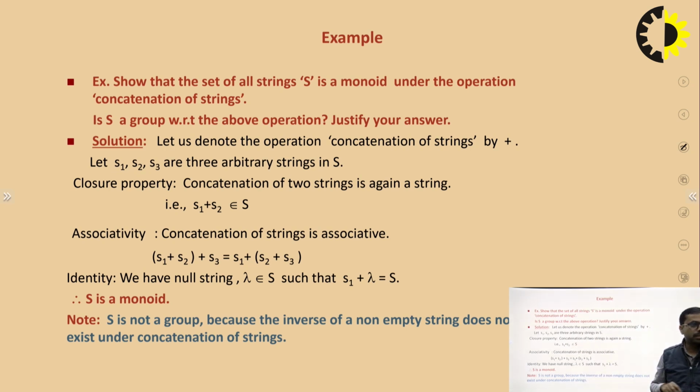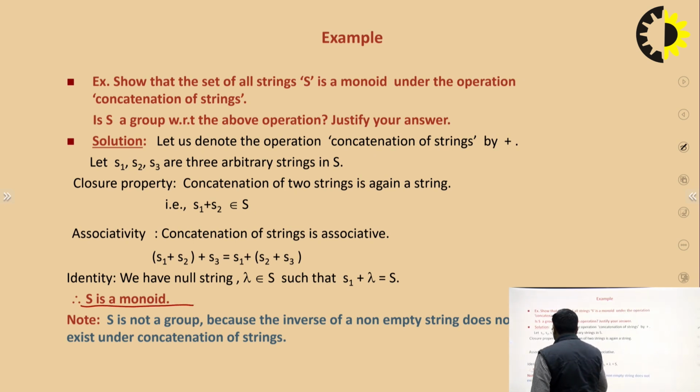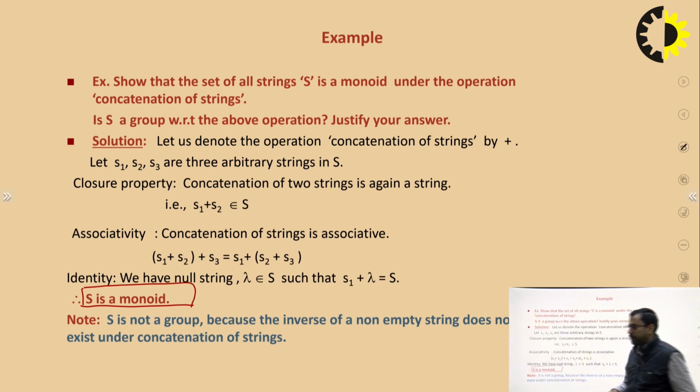The next question is, show that the set of all strings S is a monoid under the operation of concatenation of strings. That means nothing will be changed. It will be considered a monoid, because all the properties that belong to a monoid, that is closure, identity and associativity, are satisfied in such a scenario.